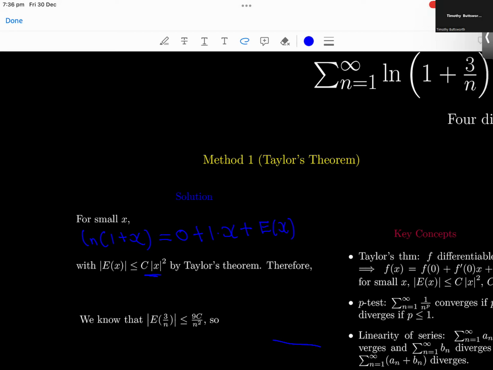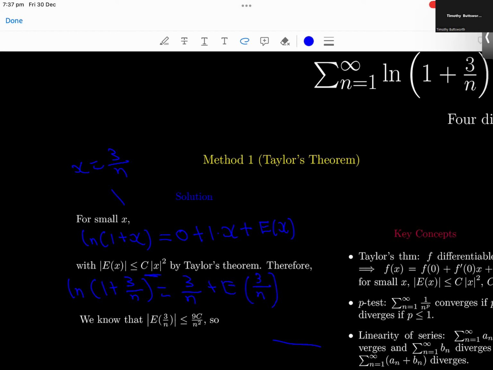So this is what happens for small x, but remember, we're looking at the natural logarithm of 1 plus 3 divided by n. So if we set x to be equal to 3 over n, what we can conclude is that the natural logarithm of 1 plus 3 divided by n is going to be equal to 3 divided by n plus e of 3 divided by n.